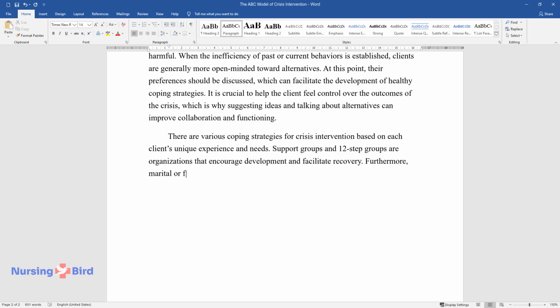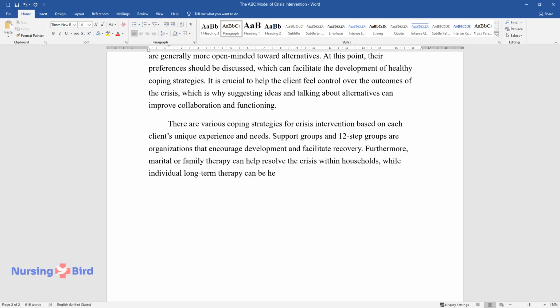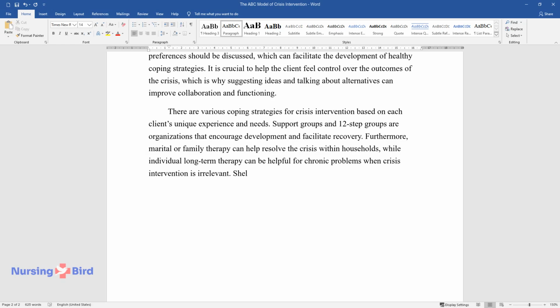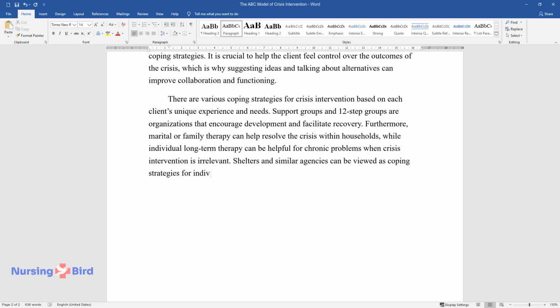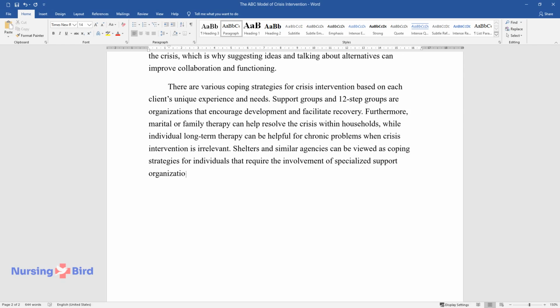Furthermore, marital or family therapy can help resolve the crisis within households, while individual long-term therapy can be helpful for chronic problems when crisis intervention is irrelevant. Shelters and similar agencies can be viewed as coping strategies for individuals that require the involvement of specialized support organizations. Medical or legal referrals might be necessary for clients in crisis.